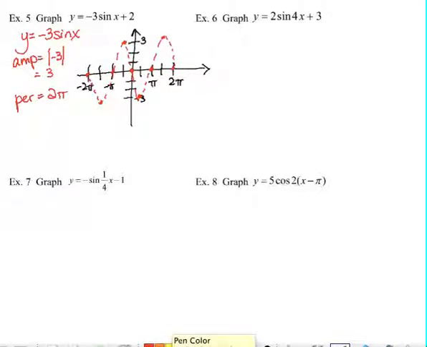And then how does this graph shift? Up 2. It's actually going to go up 2. So that means I need to go back to my y-axis and move that up to 5 because it's going to go up 2 units. So all this means is I take every single point and shift it up 2 units.